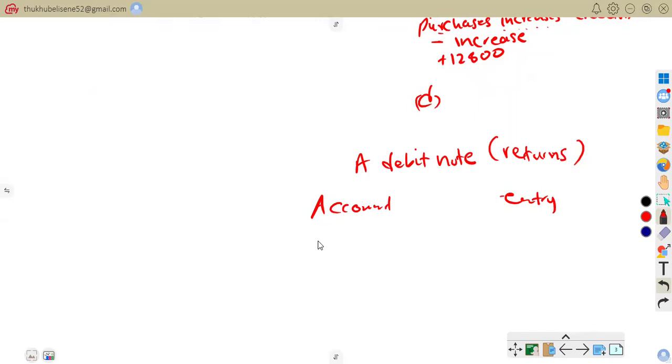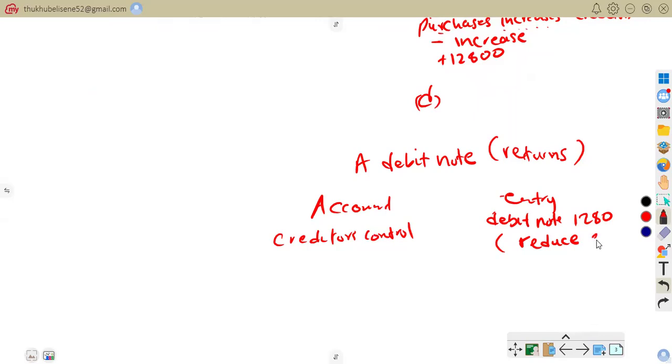So what is our account? We're going to have creditors control, and then we have what? A debit note. Entry level, a debit note of how much? Of 1,208. So we know very well this is going to reduce the amount owed. It's going to reduce the amount owed. This is what we have. And then we are going to have suppliers.